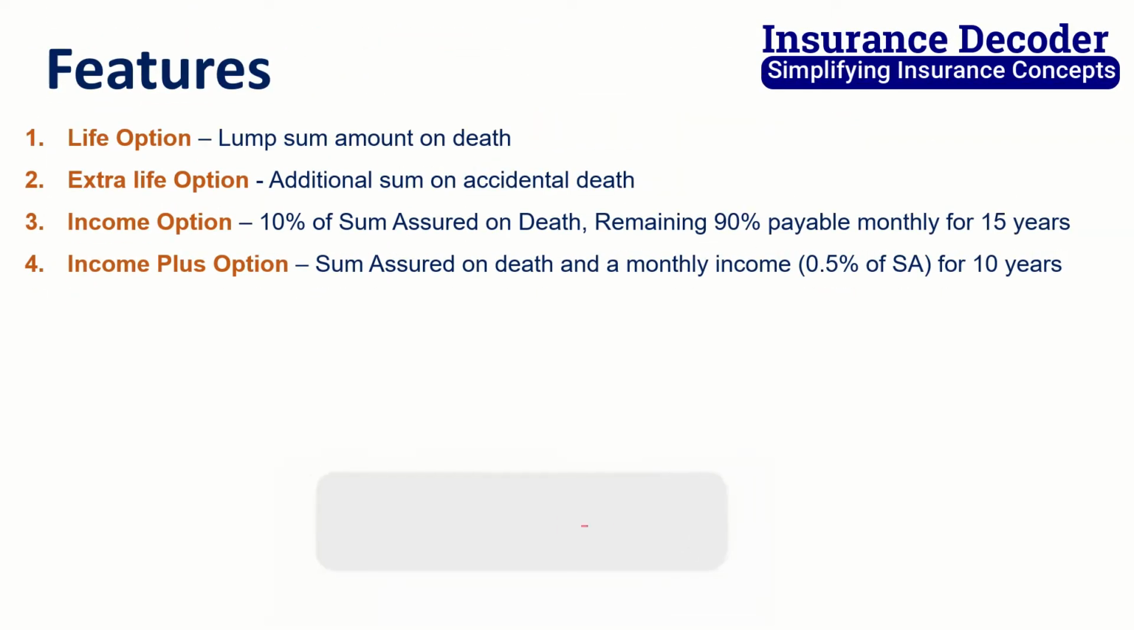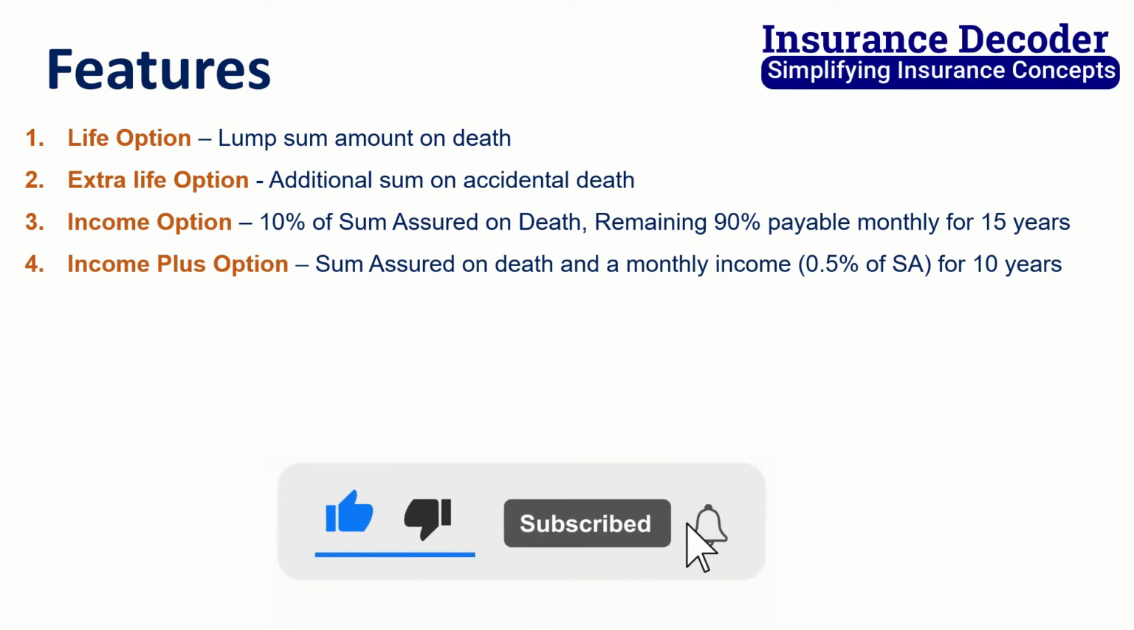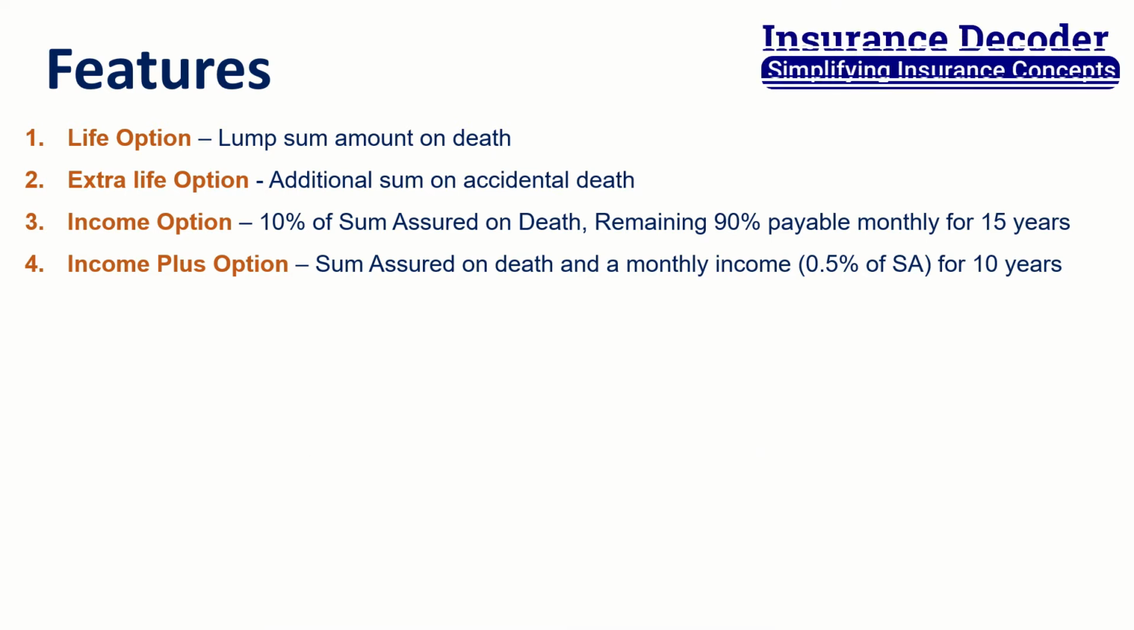Next option is income plus option. Income plus option provides the sum assured on death and a monthly income for 10 years. Here what happens is, the entire sum assured amount is given, plus monthly income is also given.